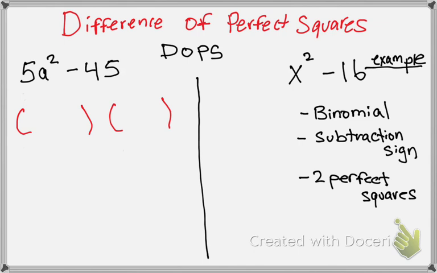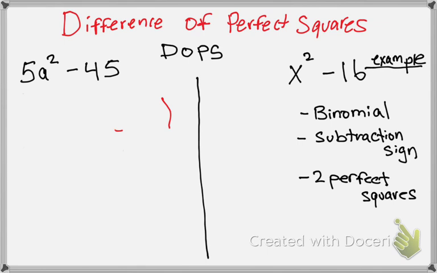Now, in your head, do you think that this is a DOPS problem? Well, I have a binomial, 2 terms. I have a subtraction sign. But these are not perfect squares. No number times itself gives you 5. No number times itself gives you 45, right? But we know it's a binomial, right? So you would start thinking, do I use DOPS? Do I not? But if you factor out the greatest common factor first, you will be working with a DOPS problem.